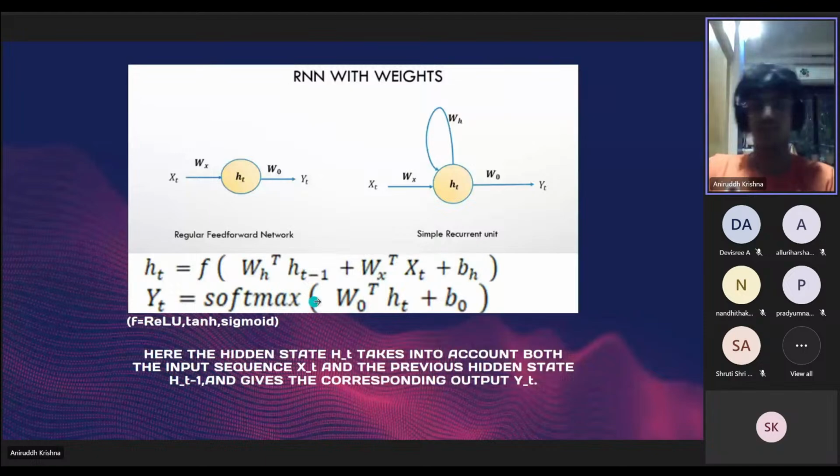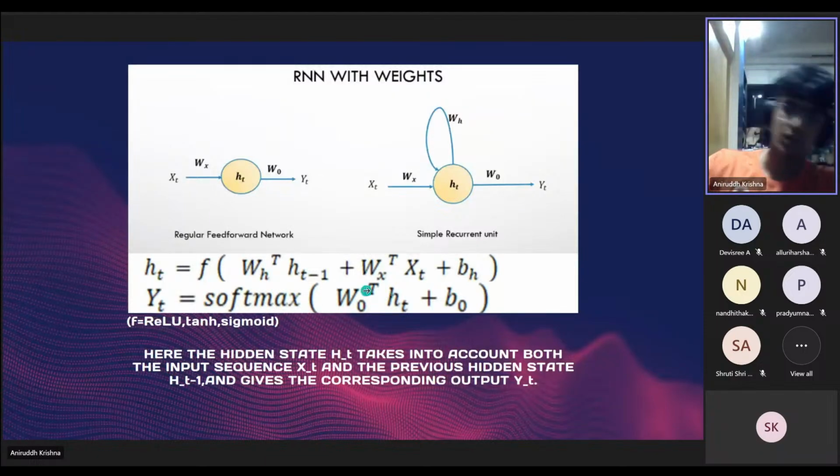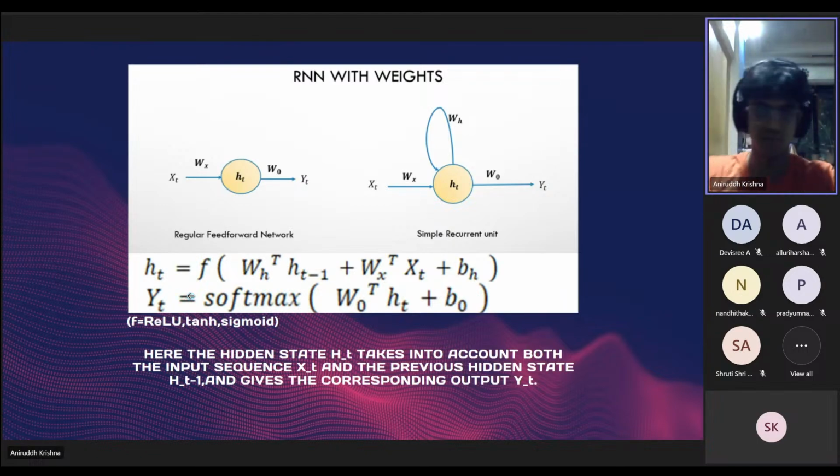And then this is finally multiplied by another output weight, added to a bias, and passed through the softmax function, which gives us a probability distribution. And that's what our output is. So here the hidden state h_t takes into account both the input x_t and the previous hidden state h_{t-1}, and gives the corresponding output y_t.